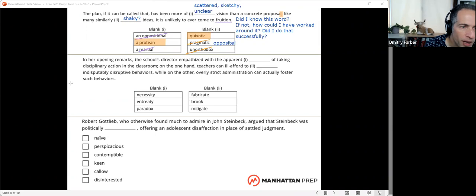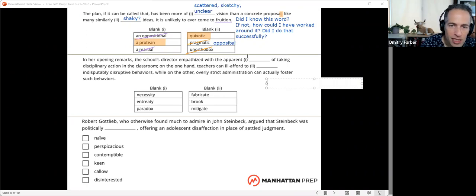On this one, what we've got to watch is that we want to make sure that we're not going too quickly on just what makes sense with the sentence. And what I mean by that is, if I just read part of the sentence, in her opening remarks, the school's director empathized with the apparent blank of taking disciplinary action. I might just say something like the apparent need of taking disciplinary action. Sure, we need to do it. Or I might say the apparent importance. Oh, it's important to take disciplinary action. Or I might say the apparent lack.